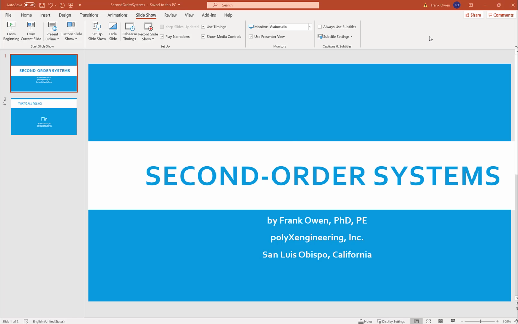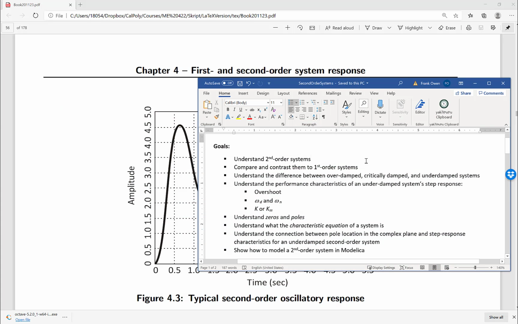Yeah, this is the fifth, I believe, in the series of videos that I'm making on second order systems and the step response of second order systems. So where we are now, there's a few things left to clean up behind us, but I'll do that later. I want to show how to make a model of a second order system in Modelica.